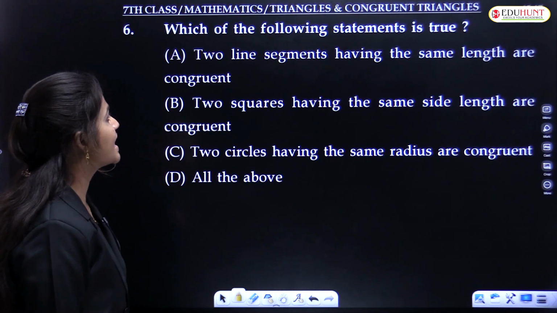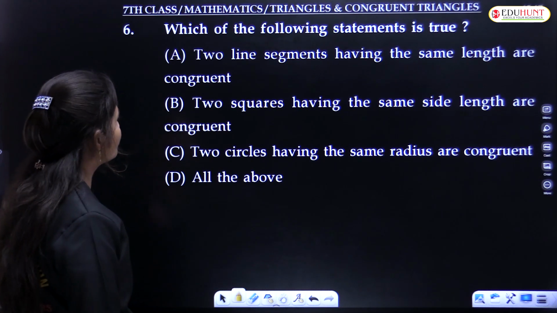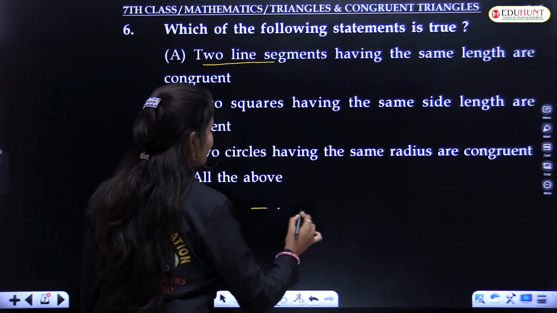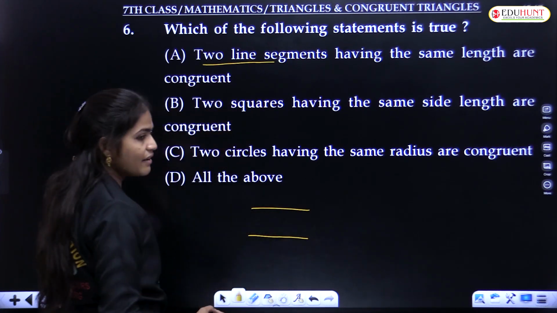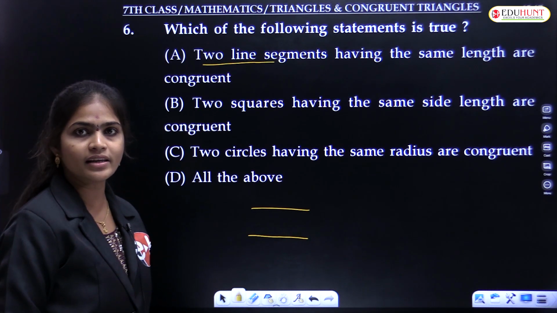Which of the following statements is true? So here, two line segments having the same length. These two also having that same length. Then we can say that those two line segments are congruent only, no?